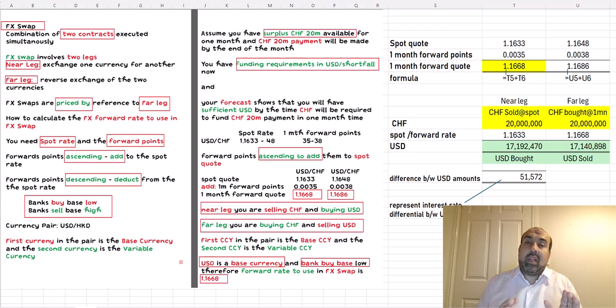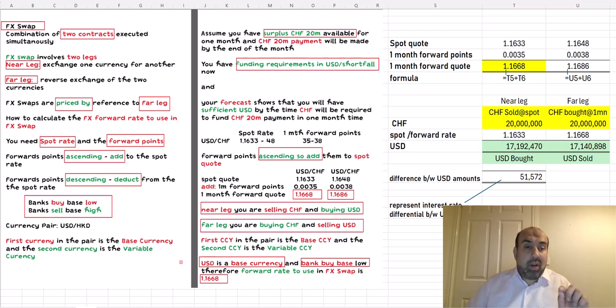In order to calculate the FX forward rate that we are going to use in our FX swap calculation, we need a spot rate and forward points. A spot rate and the forward points will be quoted to us. If you see forward points ascending, you will add them to the spot rate. If you see forward points descending, you will deduct them from the spot rate to arrive at the FX forward rate that we are going to use in our FX swap calculation. Bank buy base currency low, bank sell base currency high.